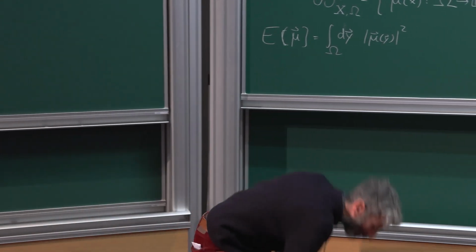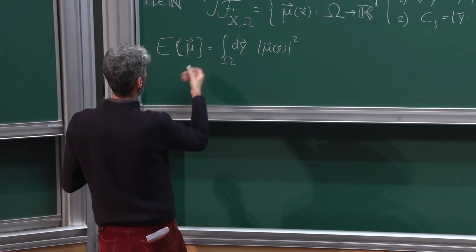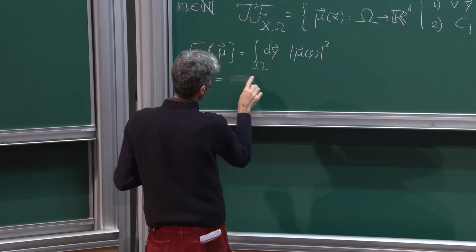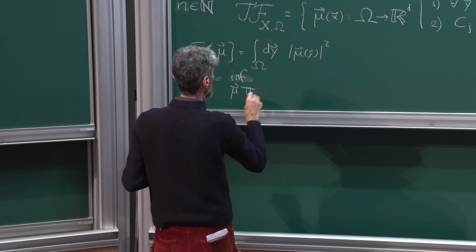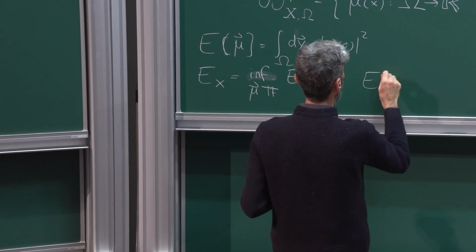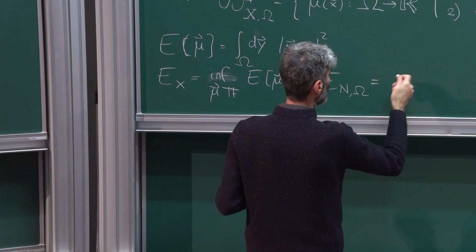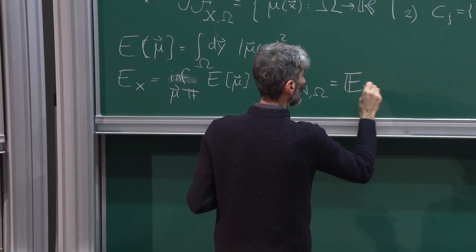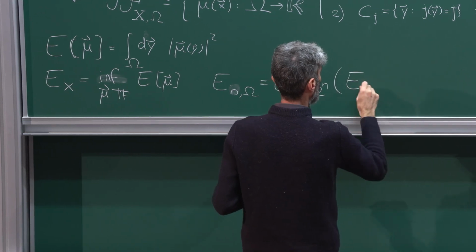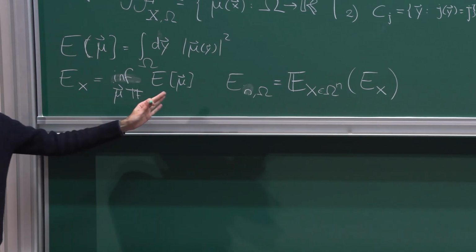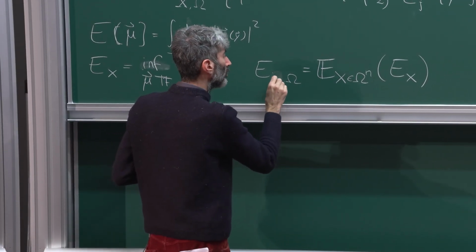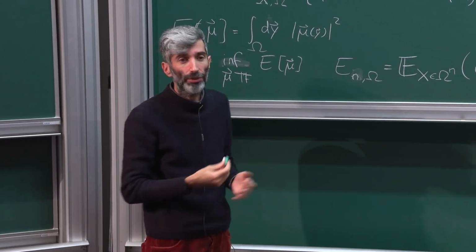So this brings us to the notion of E of x, which is the mean over, let's say inf over mu, which are transportation fields, of E of mu, and E_n of omega is the average over x in omega to the n of E of x. So, very natural definitions. And if you fix omega once and for all, for example, to be the unit square, this will be some function of n.